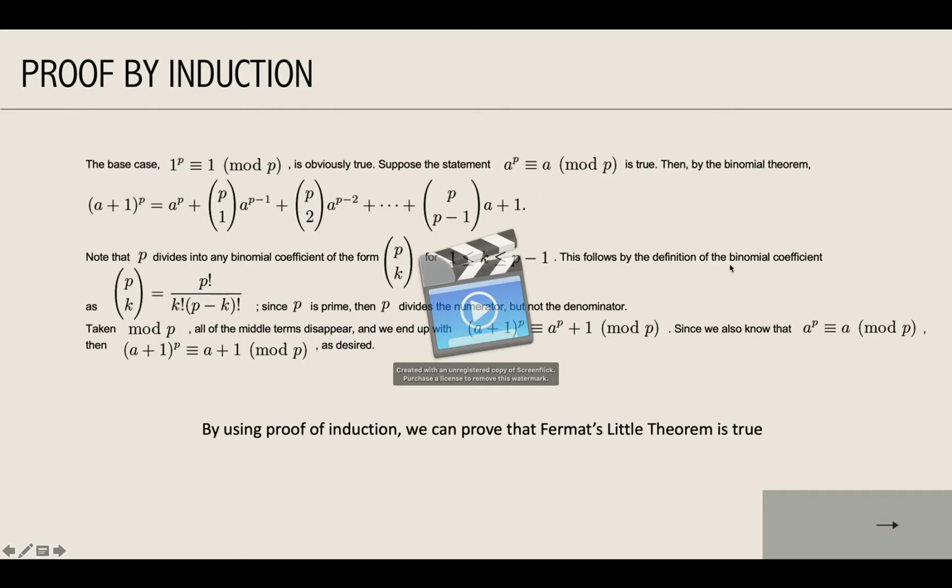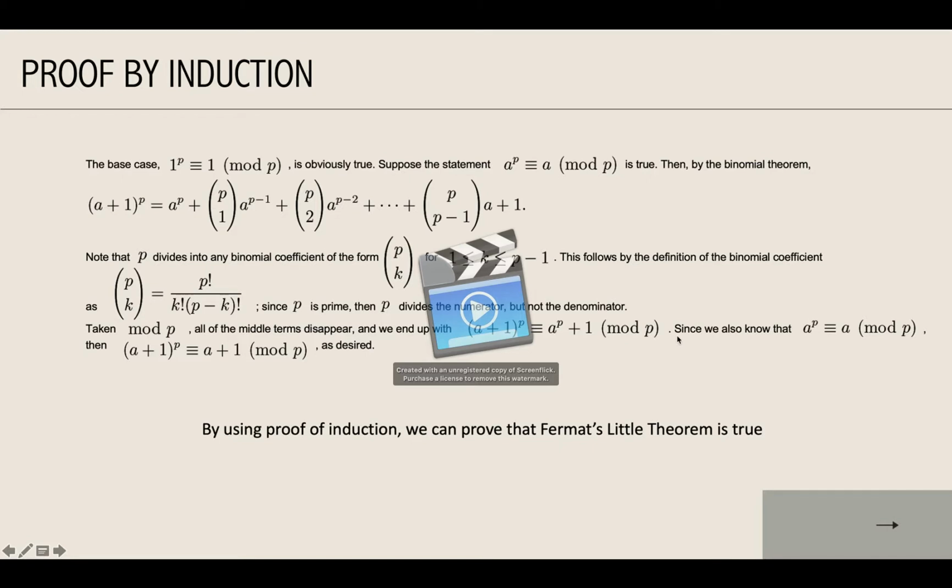This follows from the definition of the binomial coefficient as P choose k equals P factorial divided by k factorial times P minus k factorial. Since P is a prime number, P divides the numerator but not the denominator. Taken mod P, all of the middle terms disappear, and we end up with A plus 1 to the P is equivalent to A to the P plus 1 mod P.